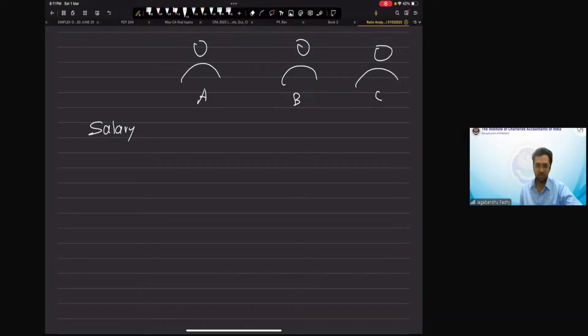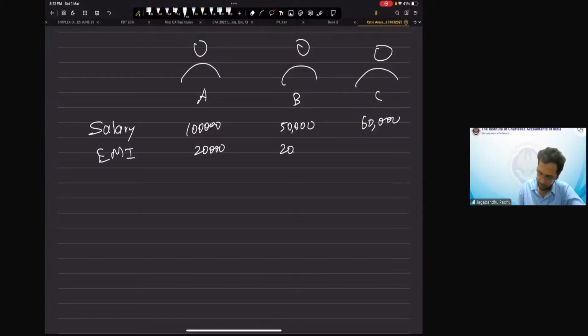We have information about the salary of each one of them. Let's say A has a salary of 1 lakh, B has a salary of 50,000, and C has a salary of 60,000. The EMI that we have got is 20,000 for each one of them. Now tell me, which of these persons is more capable of paying the EMI?